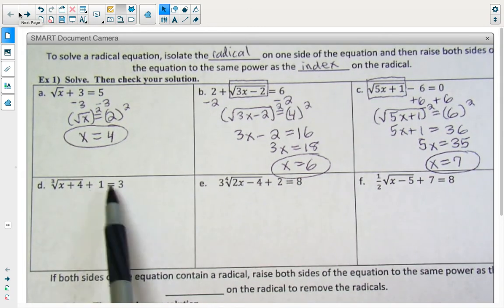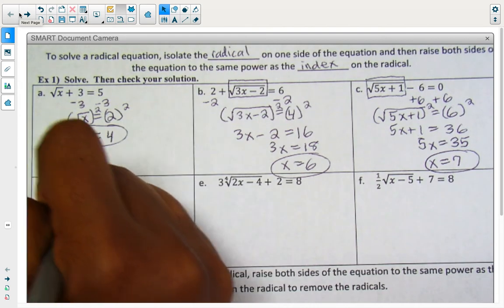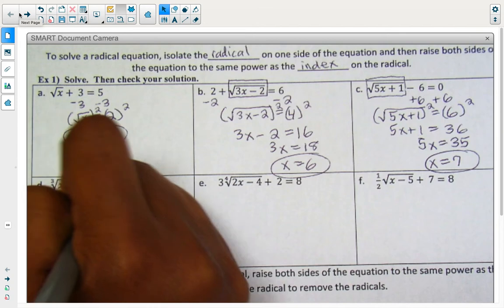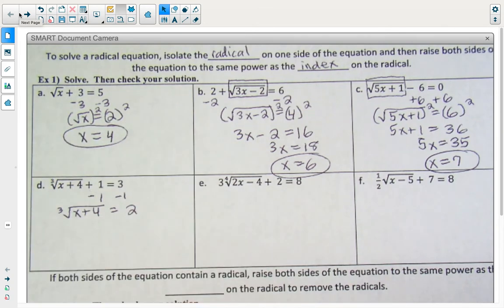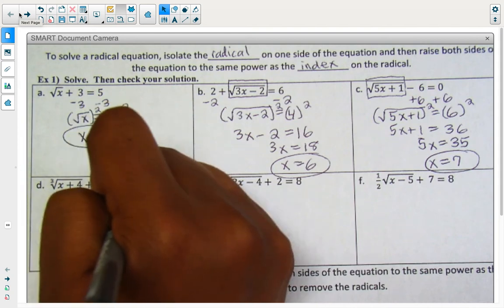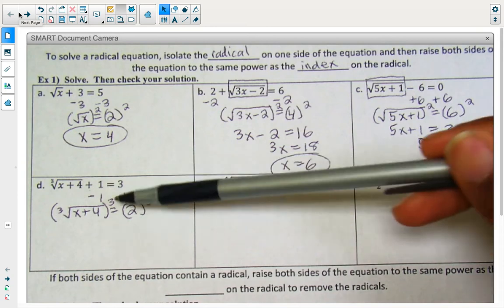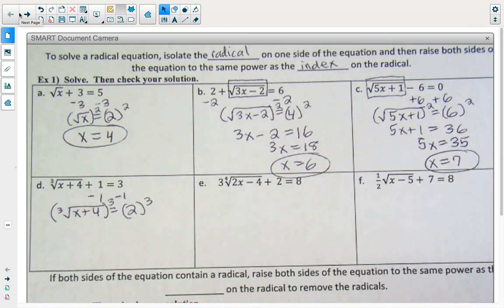we need to subtract 1 from both sides. So we have the cube root of x plus 4 is equal to 2. So I subtracted 1 from both sides. Now that I have the radical isolated on one side by itself, then we're going to get rid of cube rooting it. So this is the cube root of x plus 4. So we're going to raise each side to the 3rd power. So the opposite of a cube root is to cube both sides, raise it to the 3rd power.